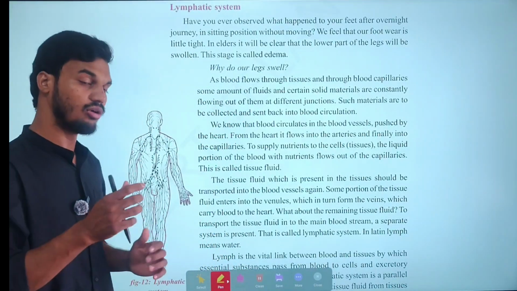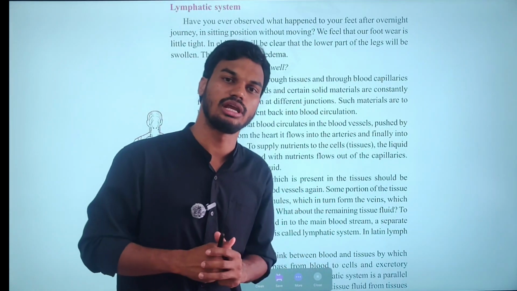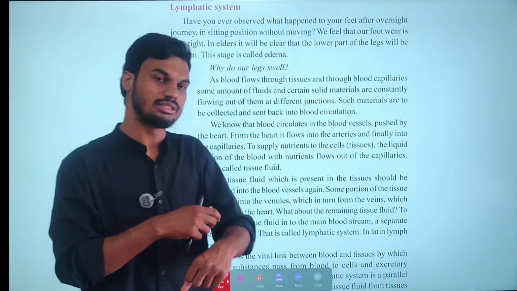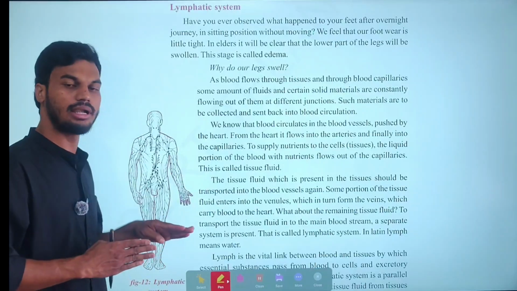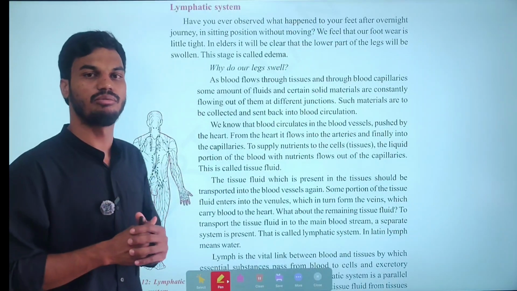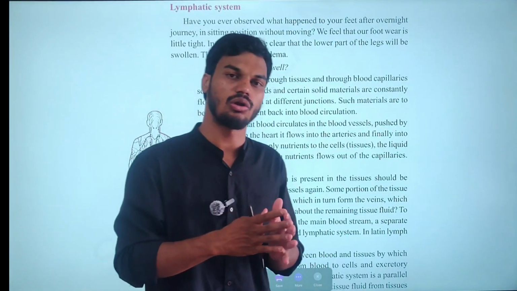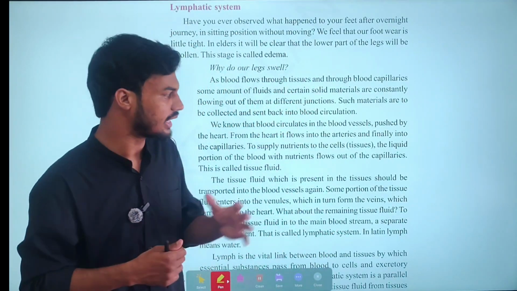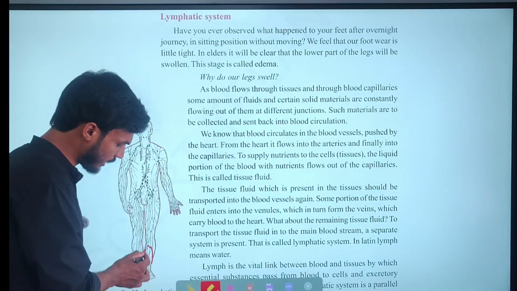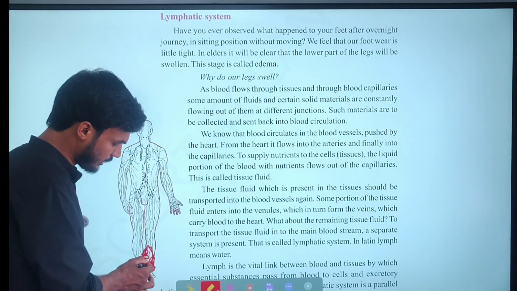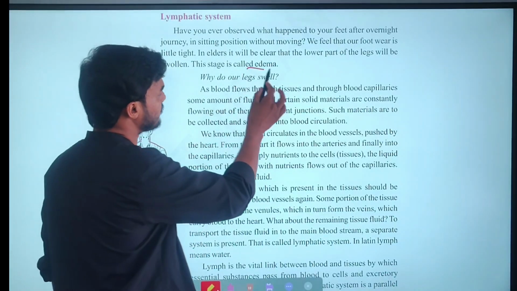For that reason, people suggest that we should walk properly, at least 2 to 3 kilometers per day. During walking, muscle movements take place, and during muscle movement the transport of lymphatic fluid takes place properly. Without walking, if elder people sit continuously for a long period, the legs become swollen because of the accumulation of lymphatic fluid in the lower region of the legs. This swelling we call edema.